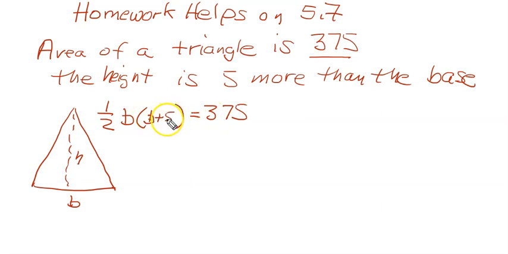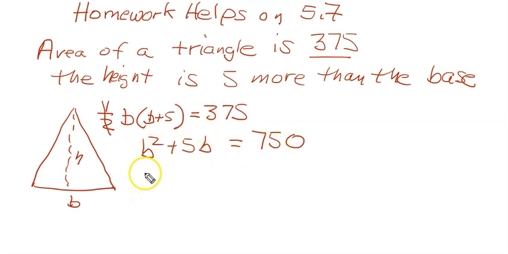But the original formula is 1/2 the base times the height. So one of the things I said I often do is just multiply both sides by 2. The 2's will then cancel out on this side, and this becomes 750. And distributing that, we get b squared plus 5b. Now, putting this in standard form, b squared plus 5b, transposing this minus 750 equals 0.